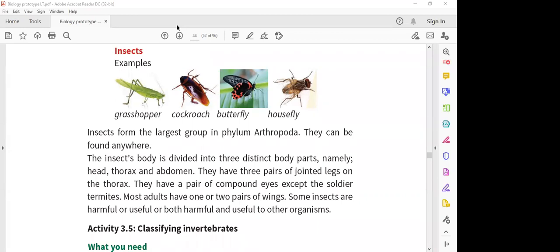Then most of the adults have 1 or 2 pairs of wings. We have those insects which are winged and those without wings. We have talked about the termites. The soldier termite does not have wings. However, the soldier termite belongs to the group, or to the family of insects where their relatives have wings. If you know the termites, what you commonly call white ants. Do you know white ants?